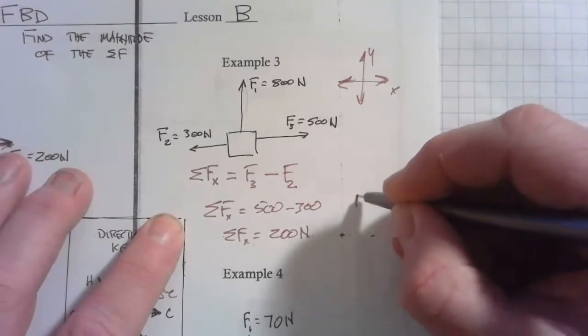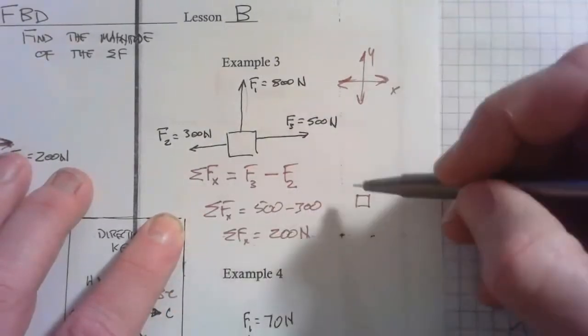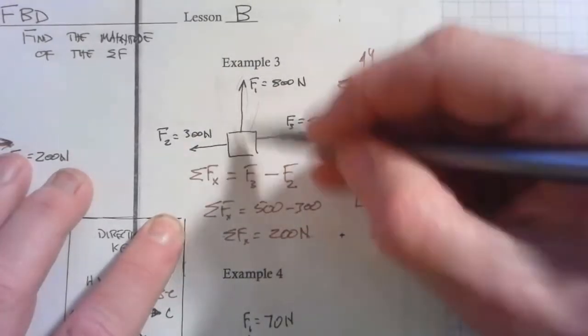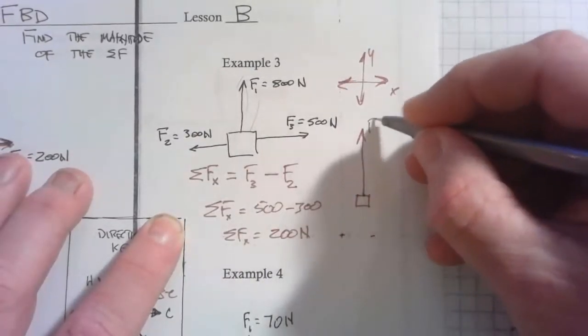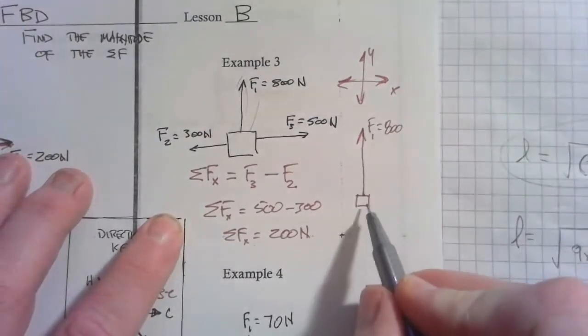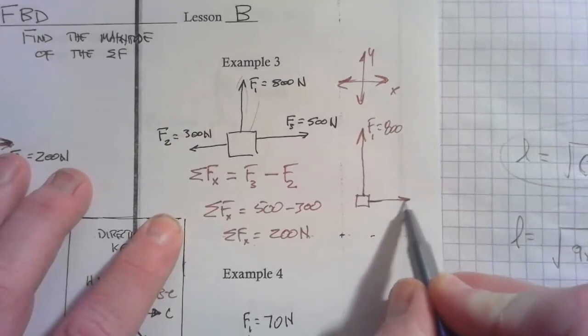So I have a diagram where I have 800 up. That just comes from here. There was nothing to combine with it. So F1 is equal to 800. Horizontally, I have a positive 200.